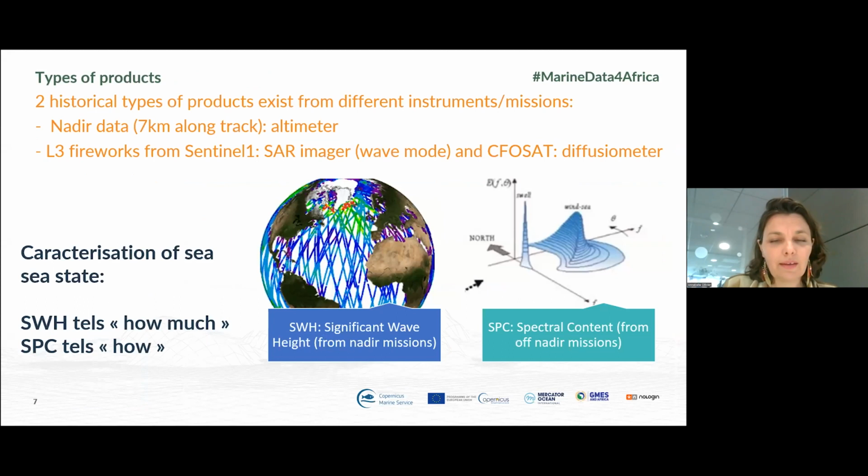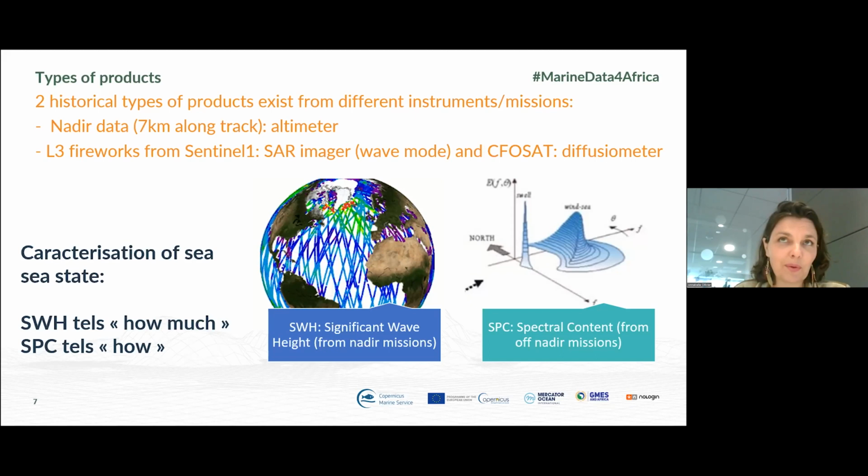Now, let me tell you about the two kinds of products that you will be able to find in NRT and delayed time. We have two types of products that exist from different instruments and missions. The nadir data that I've been talking about before are along-track altimeter data that only give one value concerning the characterization of waves. It's significant wave height, called SWH. It will tell you if there are a lot of waves or not, or if the sea is probably rough or not rough.